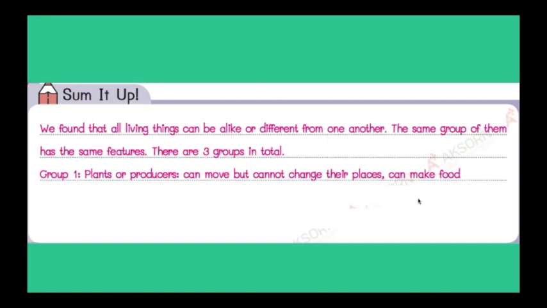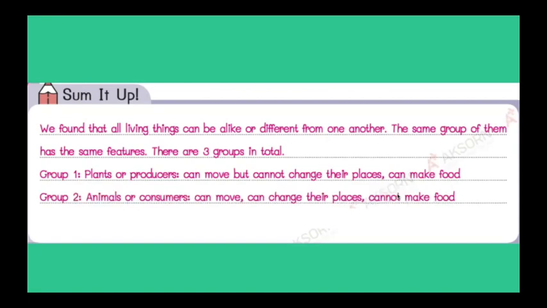Okay, continue. Group number 2, animals or consumers. Repeat after me. Animals or consumers. What does it mean, consumers? It is a new word for today. Consumers means they consume food. They cannot make food and they eat other living things to survive.